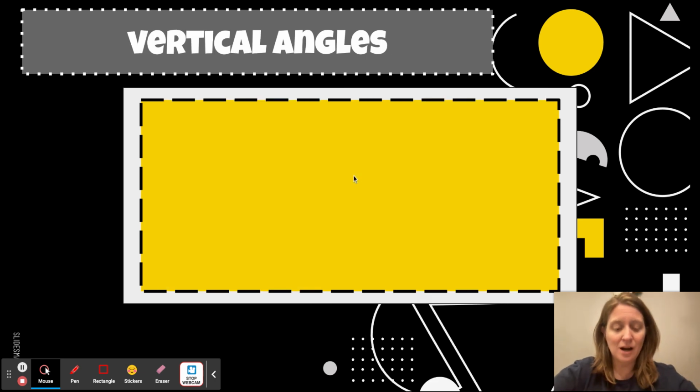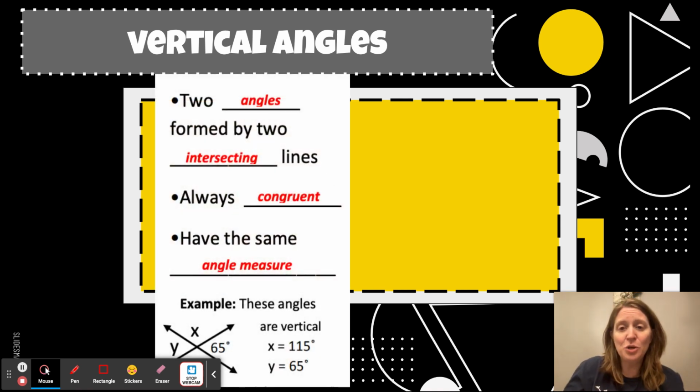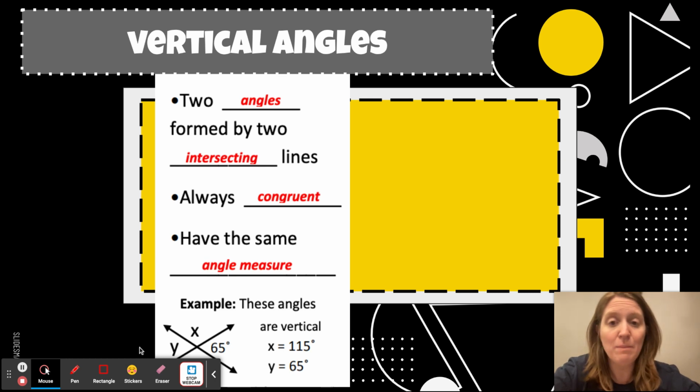And finally, we're going to talk about vertical angles, which is the fourth tab over. So go ahead and open that one up. Vertical angles are two angles that are formed by two intersecting lines, okay? So when your lines intersect, these are always going to be congruent. And congruent means they have the same angle measure. So this one would be like the Y and the 65 degrees. Those would be vertical angles. They are opposite of each other and they are congruent.